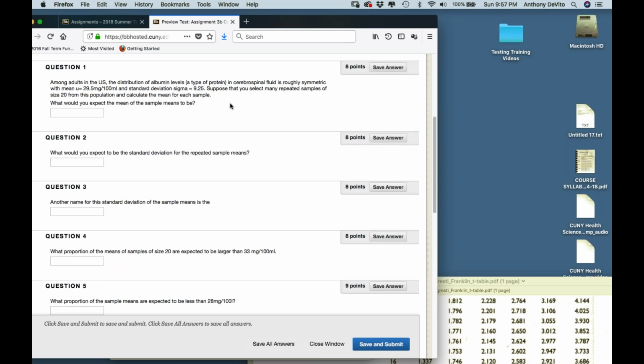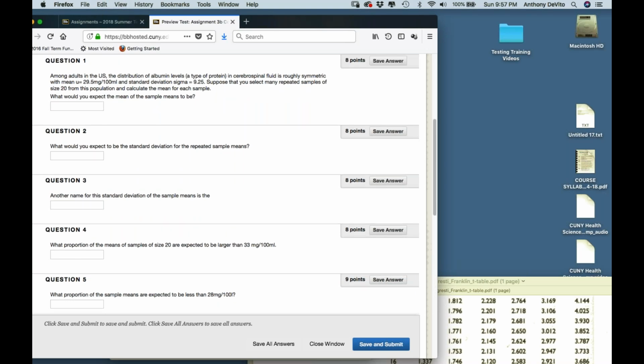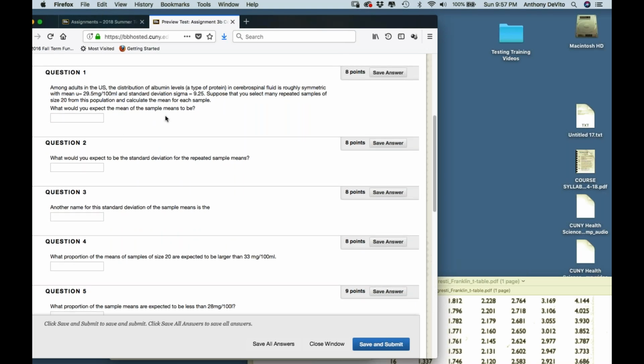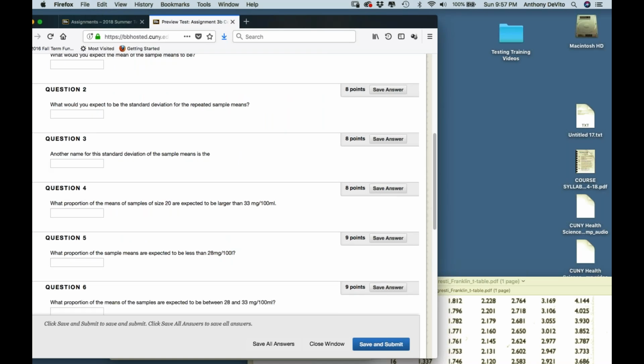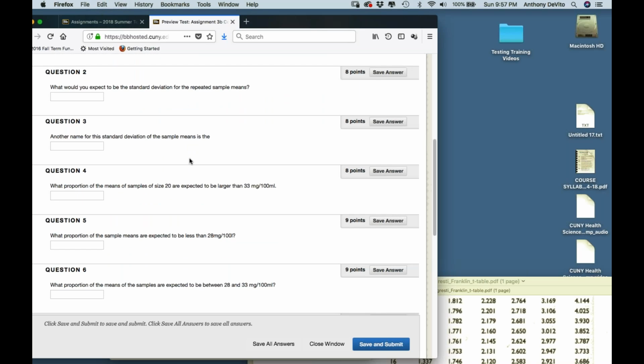Well, that gets a little more complicated, right? Because that's going to depend on the sample size. So you would expect the standard deviation for the repeated samples of size 20 to be sigma, 9.25, divided by the square root of 20, whatever that comes out to. Another name for the standard deviation is, of course, the standard error.